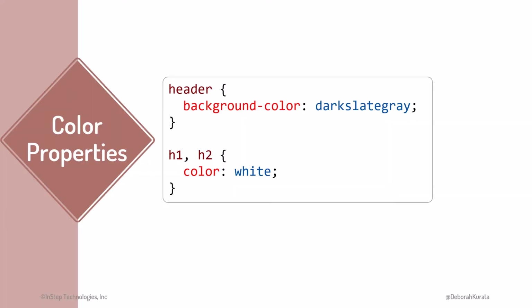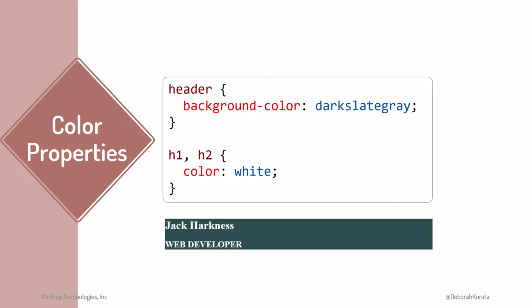With CSS, we can add color to most elements. The color property sets the foreground color of the element's content, which is often text. And as its name suggests, the background color property sets the background color of an element. We saw this in action when we styled the header of our resume page.